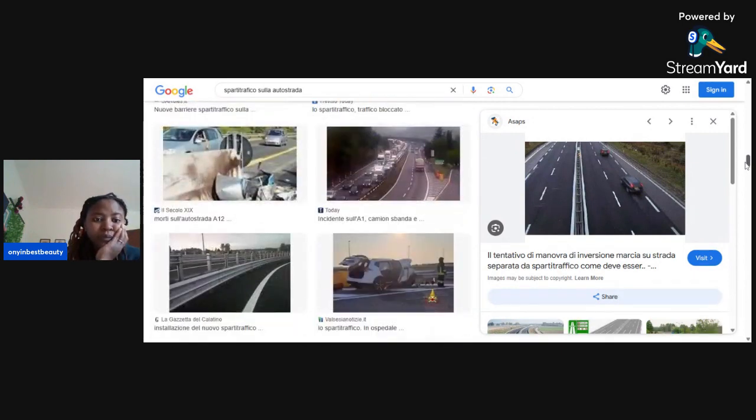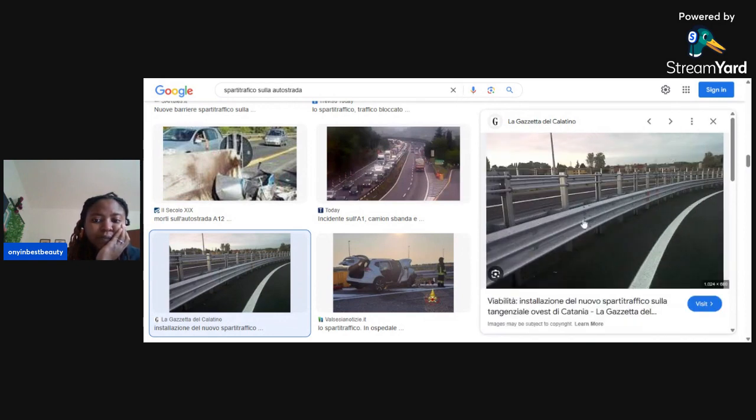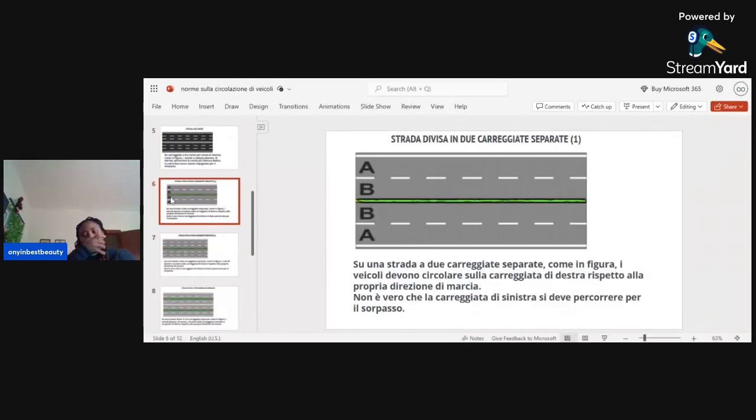It's simple. This is another spartitraffico. So that's that for that. So let us go back to our teaching. It is green here. Anytime you see a green like this for the patente, know it is spartitraffico. And that means we have two separate carreggiata here.